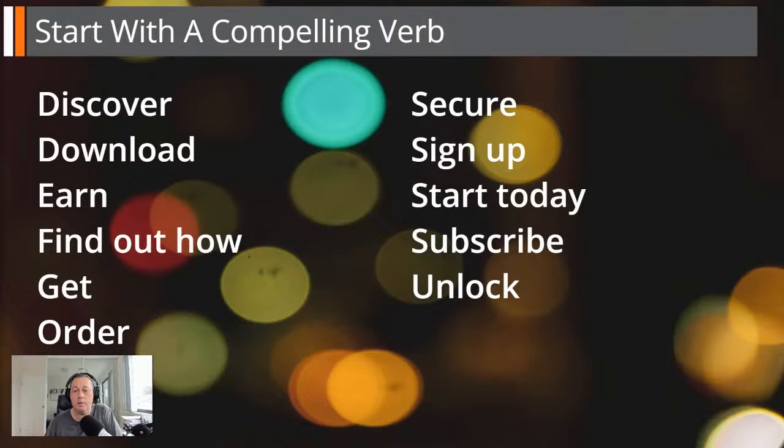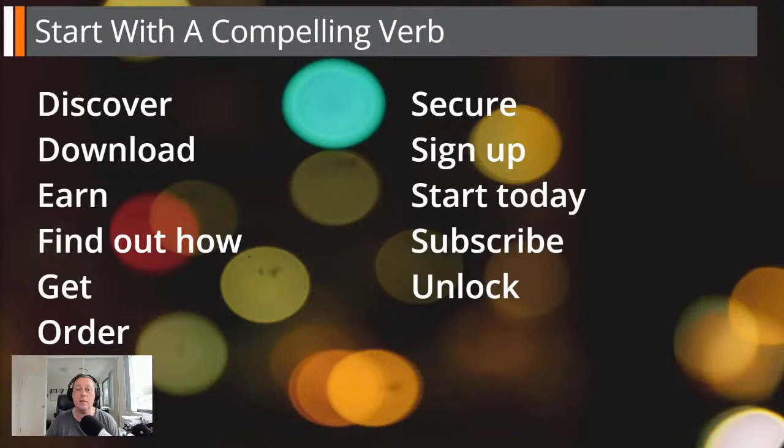So looking at the copy, when we're writing the wording for our call to actions, what we really want to do is start with a verb, a compelling verb. Now, a verb is a doing word. That's what I was taught at school. So it's a command in a nice way. We want to command, in a nice way, people to do some action. So we're doing something on our landing page. This is exactly what we want to do.